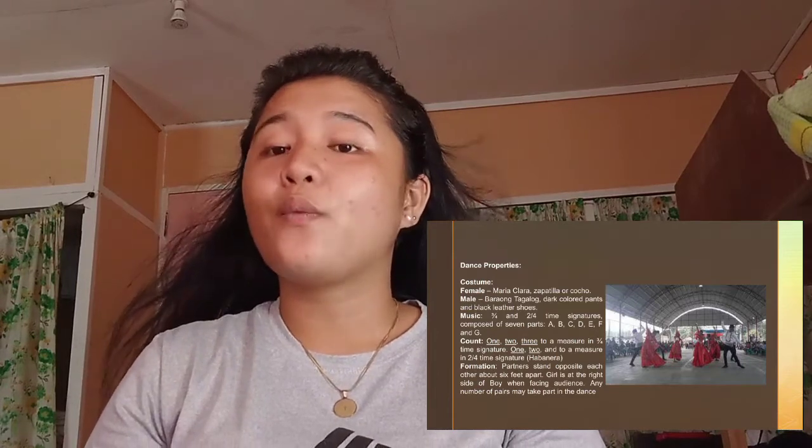signature, which is habanera. Formation of the dance: the partners stand opposite each other about 6 feet apart. Girl is at the right side of the boy when facing the audience. Any number of pairs may take part in the dance.